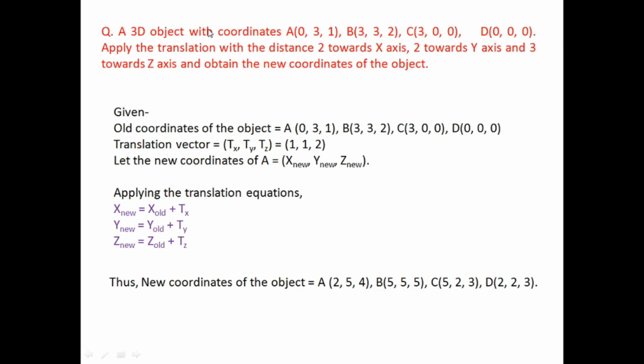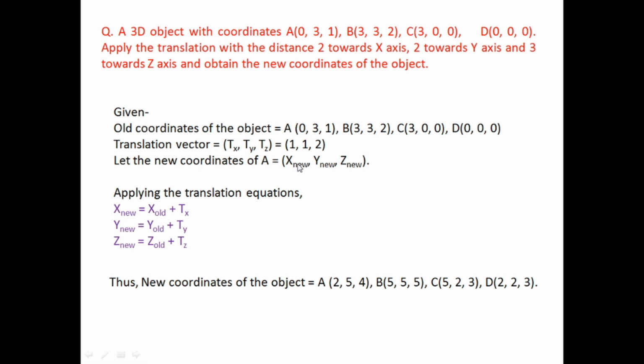Okay, so here one example is there. A 3D object is there which has the coordinates like this. It is simply a polygon, assume. Apply the translation, that means shifting, by a distance of 2 towards the x-axis, 2 towards the y-axis, 3 towards the z-axis. So the x-axis is translated by 2 units, the y-axis by 2 units, the z-axis by 3 units. What will be the new coordinates in the 3D space? The translation vector is, sorry, 2 comma 2 comma 3, not 1 comma 1 comma 2.